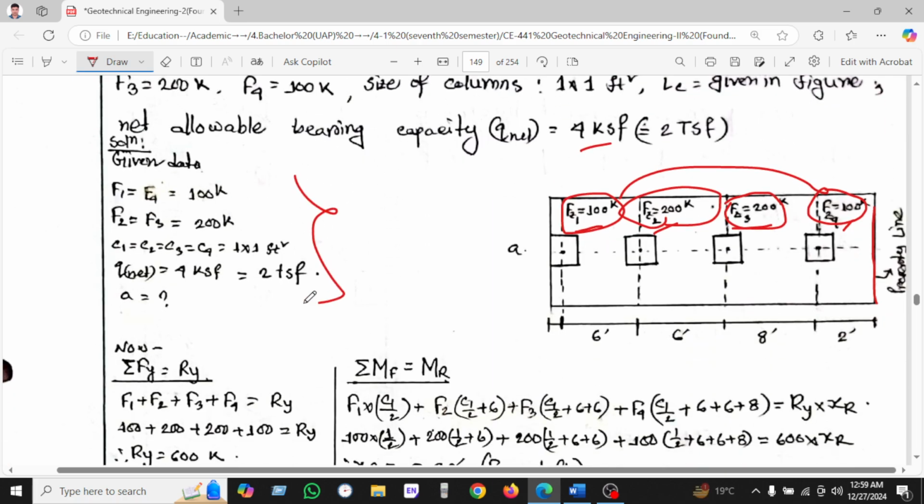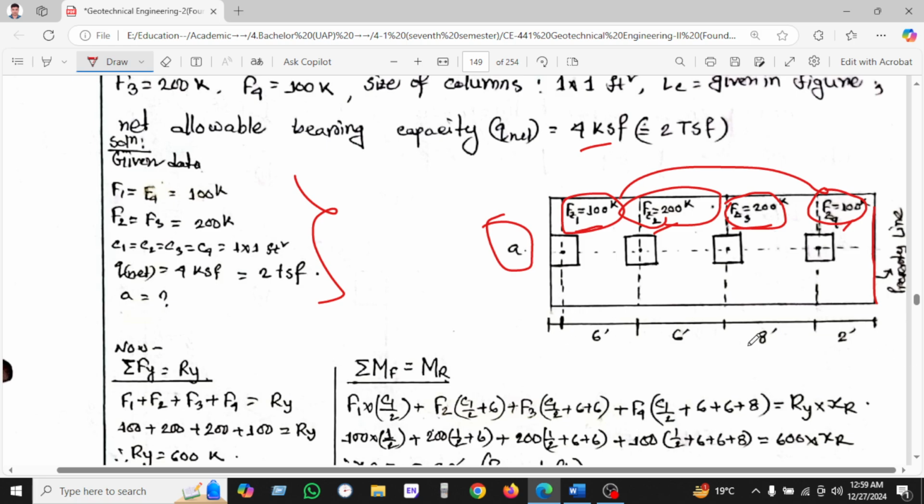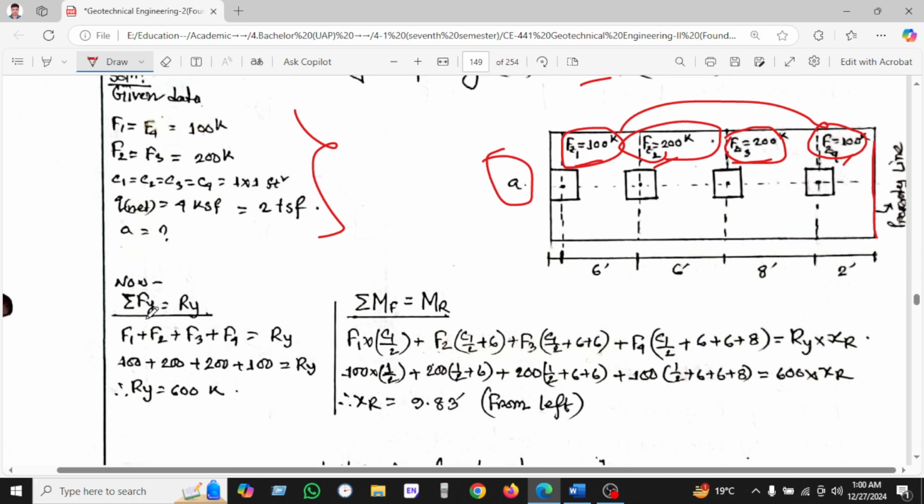So all data is given. We have to find out the value of A, as we have shown all data is given in the X direction, and this is the property line. So let's see a summation of Fy equal to summation of resisting force. So induced force F1, F2, F3, F4, all data is given here, and Ry equal to 600. So 600 will be Ry.